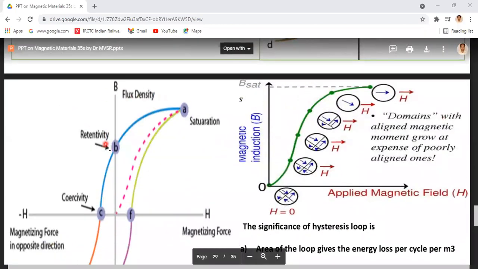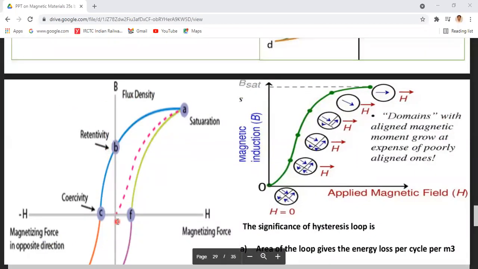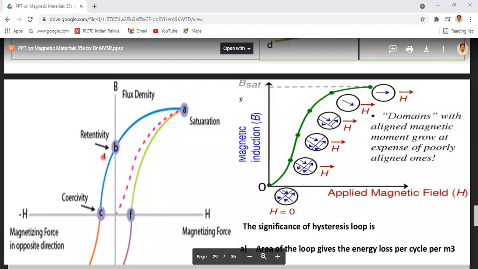What is retentivity? What is coercivity? When H is equal to zero, B is not equal to zero. After we apply the magnetic field and then reduce it to zero and remove it, some magnetic induction B value still exists in the material. At H is equal to zero, B is not equal to zero. This amount of magnetization existing within the material even at H equal to zero is called residual magnetization. This property is called retentivity. So OB is called retentivity.